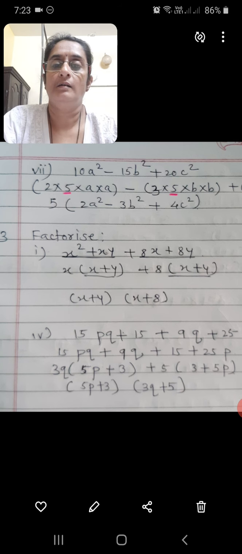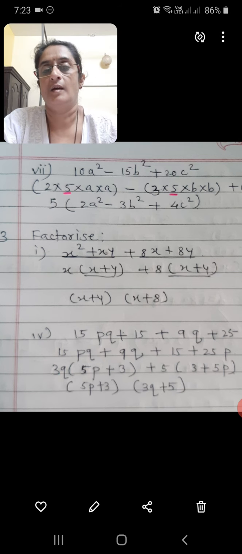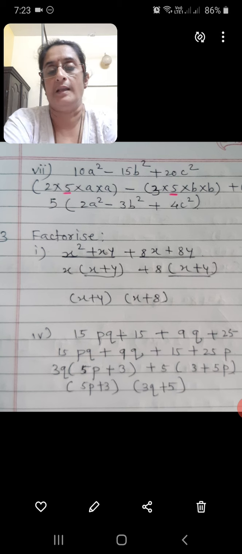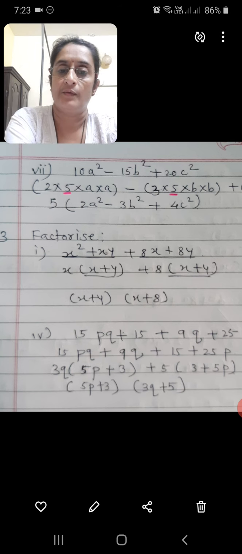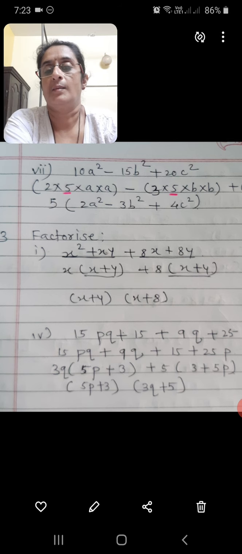Now here in the next question there are 4 terms given, and you have to factorize that. The question is x square plus xy plus 8x plus 8y. Now here we are going to use a different method. We have to split this into 2 different parts. So I have taken the first 2 terms as the first part and the second 2 terms as the second part. Now the first part is x square plus xy.